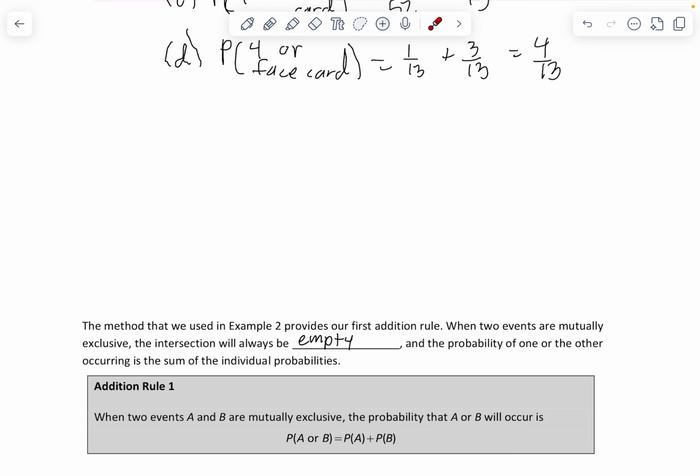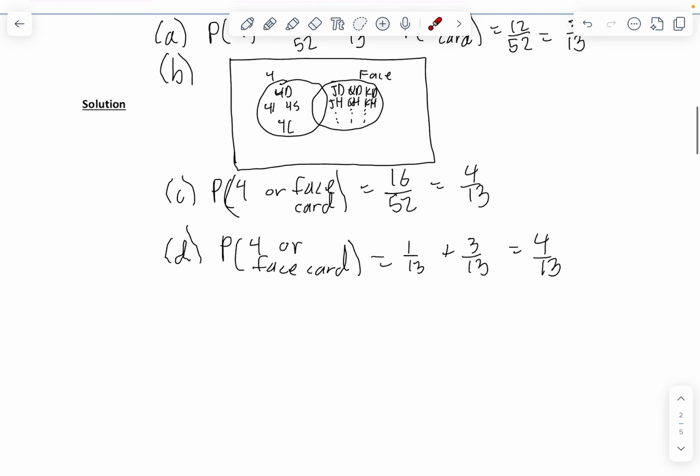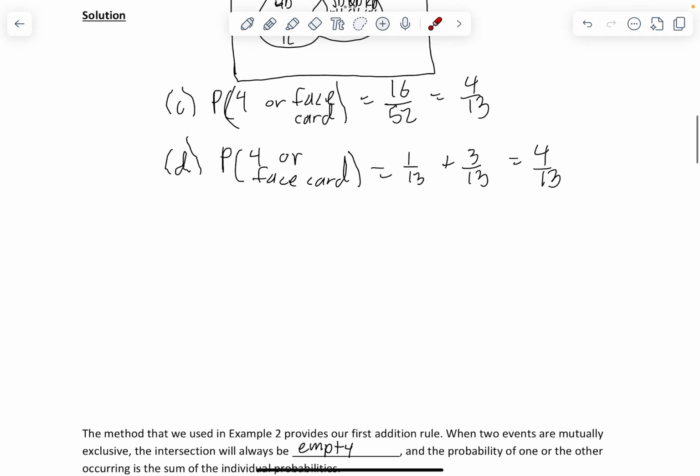Just remember that this rule only applies when the events are mutually exclusive. In the Venn diagram, the events are always mutually exclusive if the intersection is empty, because that means that the events can't occur at the same time. The intersection, the overlap there, is only for events that can both occur.